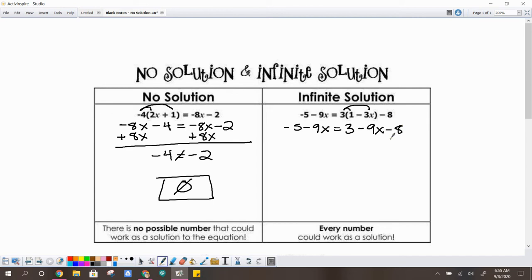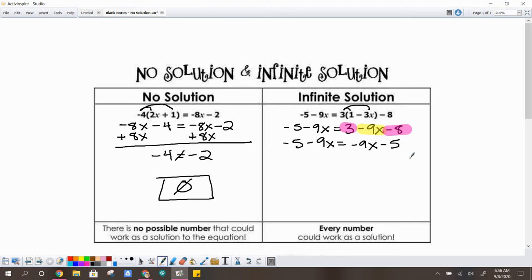So now we combine like terms, which we can. There is stuff we can combine on that right side. So I'm going to go ahead and highlight my like terms. And then I'll combine them. So I'll do -5 minus 9x equals -9x. And then 3 minus 8, and that's a -5.